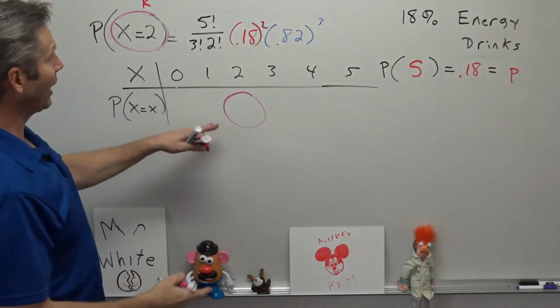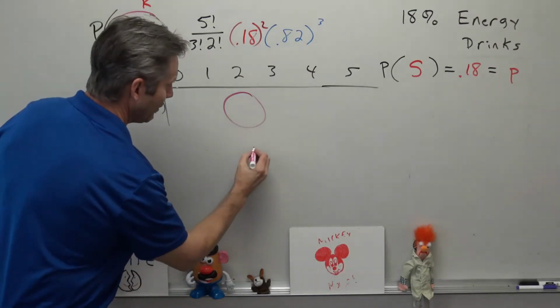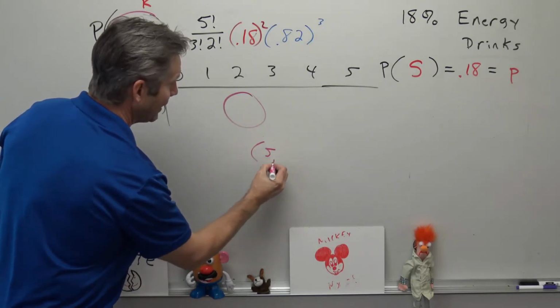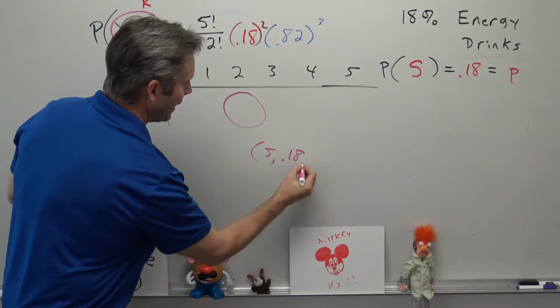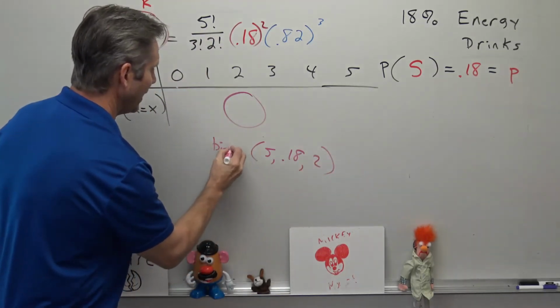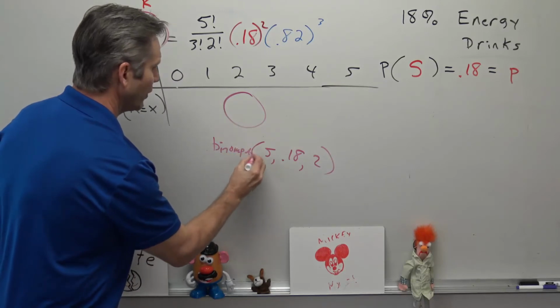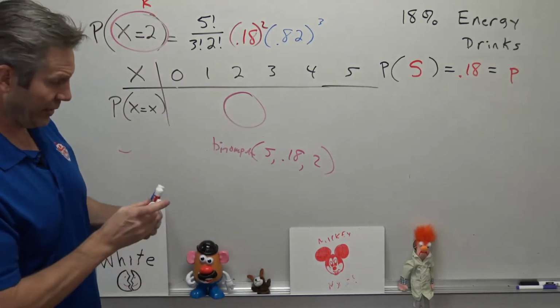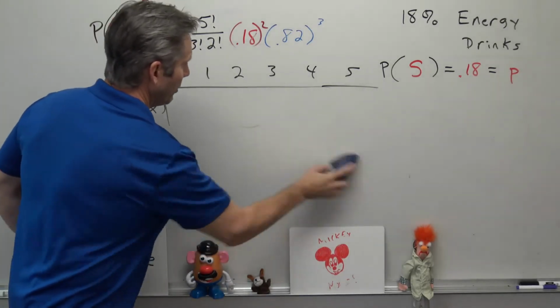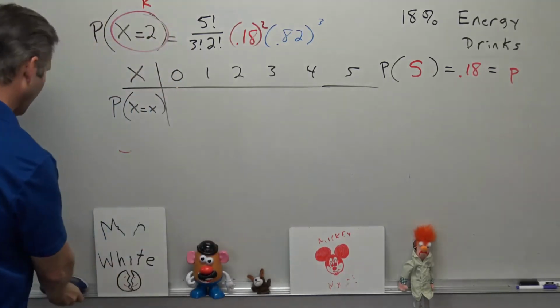Now we can go binomial PDF on that and do binomial PDF where we are going to type in n and p and the number of successes in order on a binomial PDF, and that is going to give us this probability right here.